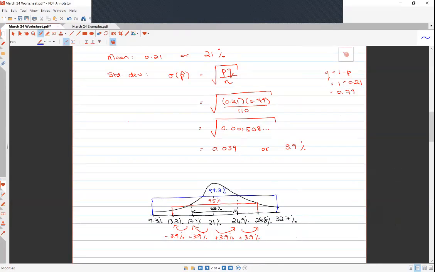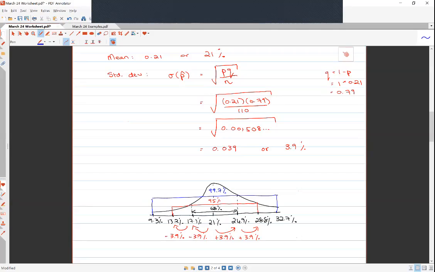68% of people who do this experiment will see a value somewhere between 17.1 and 24.9%. But some people are going to be outside of this range. But 95% of values, on the other hand, will be between 13.2 and 28.8. So it just gives us bounds on what realistic values are that we would observe when doing this experiment.